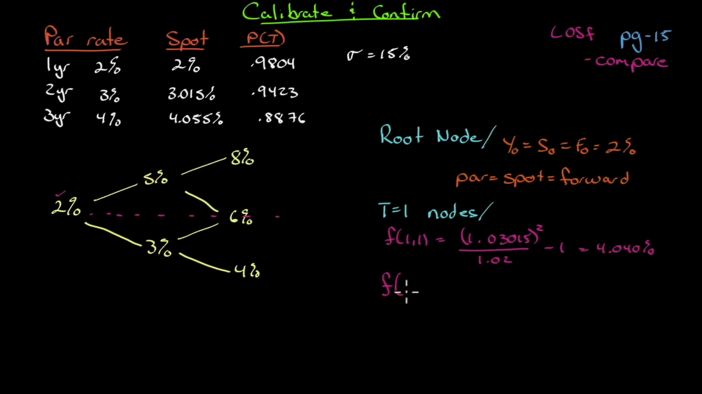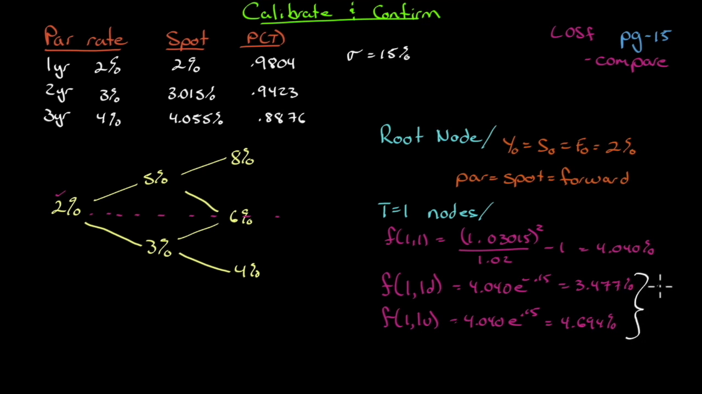I need this rate and this rate, a beginning rate for those. So what I'll do is get a forward rate for period 1, 1 down, and a forward rate for period 1, 1 up. There's 1 down, there's 1 up. And, well, 4.040% times e. This is down, so that's to the negative 0.15, because that's what sigma is. This will be 4.040% times e to the 0.15. This gives me 3.477%. This gives me 4.694%. Now these, keep in mind, this is my first best guess.